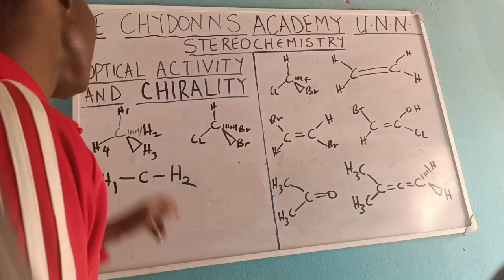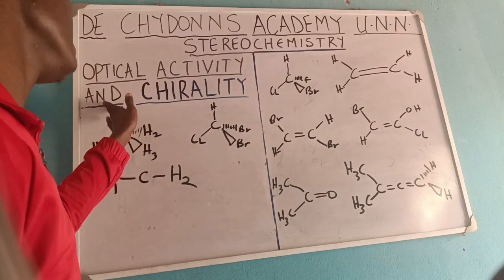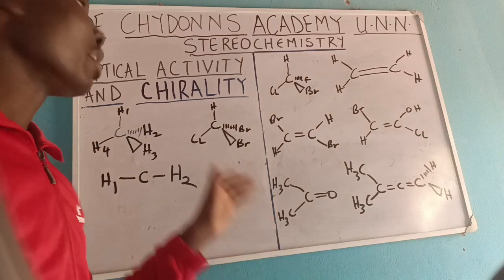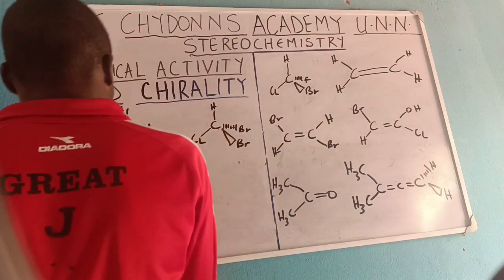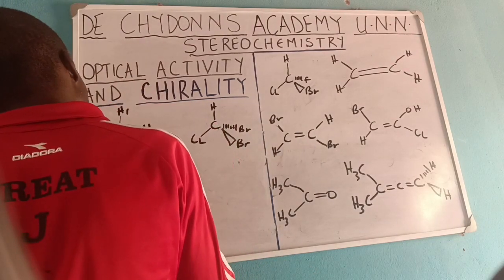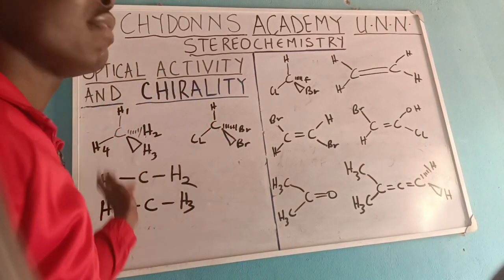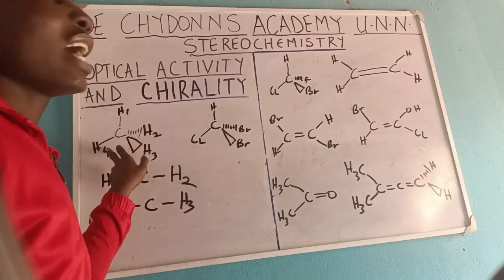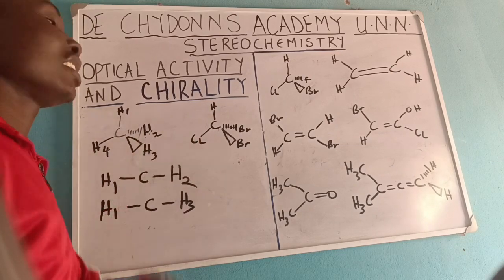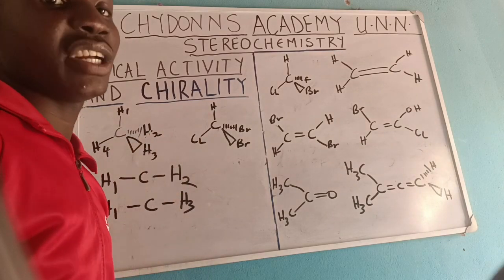Another plane you can have is, okay, let's have a plane that cuts through H1, C, and H3. The moment you have that plane, a plane that runs through H1, C, and H3, what you're going to be having reflecting on both sides is H2 and H4, and 2 of them are the same hydrogen. The implication is that there's a plane of symmetry on that.